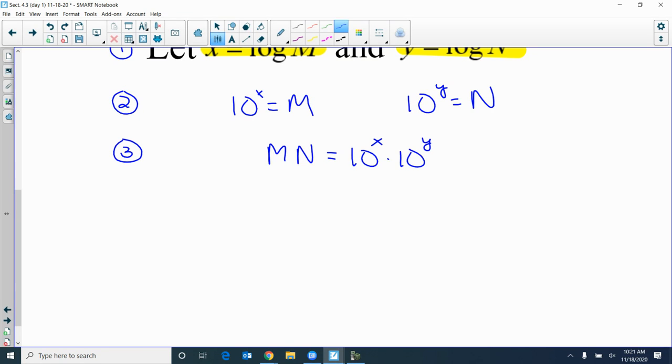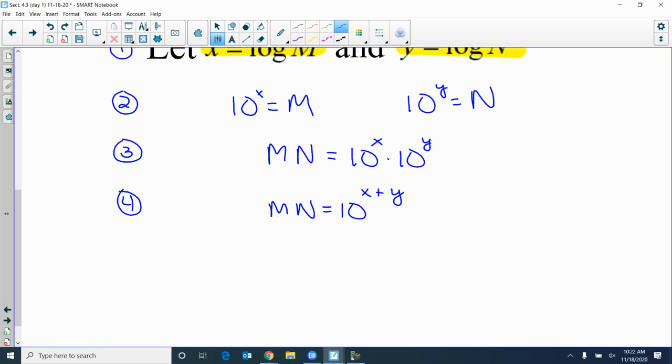All right, go back to our exponent rules. 10 to the x times 10 to the y, how can you rewrite that as 10 to a single power? What do you do to the exponents? Add them. You add them. So for step 4, mn is going to equal 10 to the x plus y.